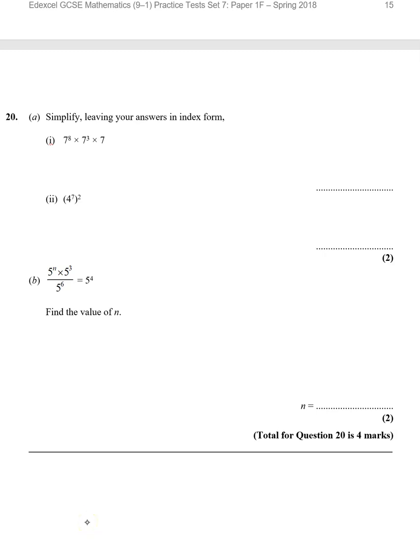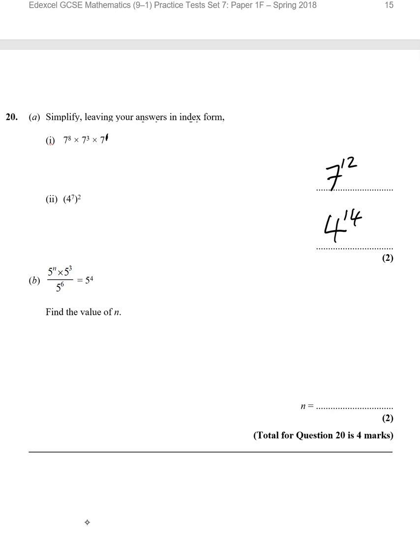Okay, simplify your answer in index form. Right, well these are times together. So it's 7 to the power of 8 times 7 to the power of 3 times 7 to the power of 1, which therefore gives us 7 to the power of 12, because you can add the powers. Okay, the next one is a power of a power. So you multiply the powers, so that's 4 to the power of 14.